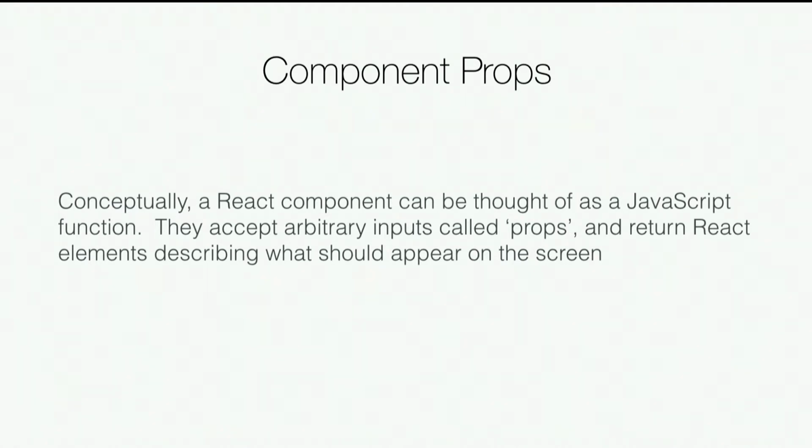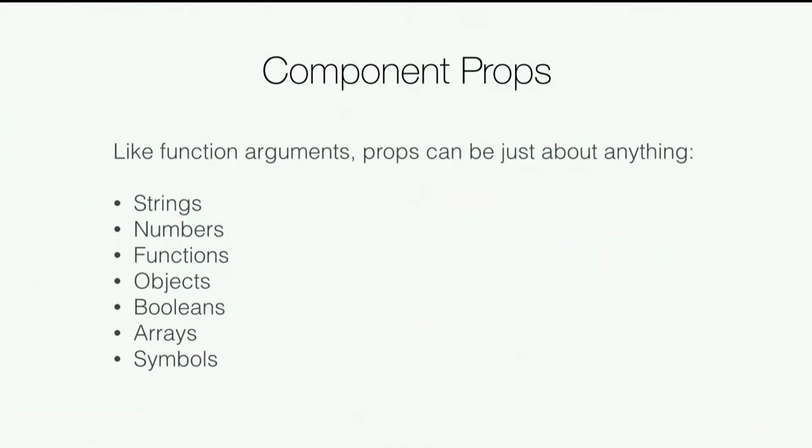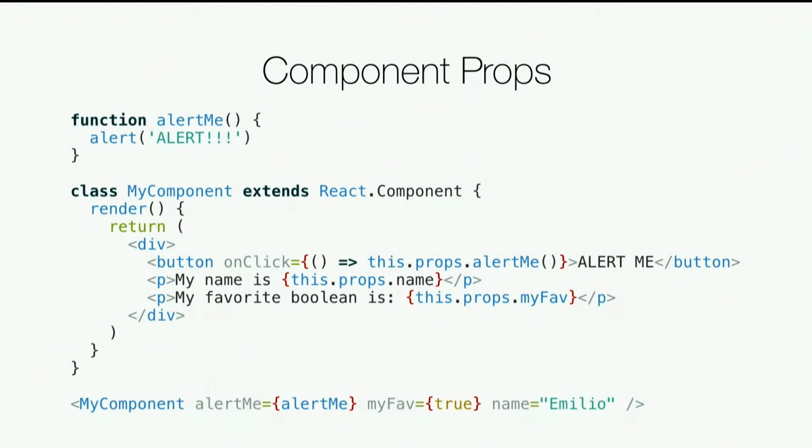All right, so that's a good way to think about it. Your React components really are just kind of functions. So you can put arguments into them, and those arguments are called props. And then that render method is basically your return value for that whole component. That's what it returns, and that's what eventually gets rendered to the screen. So just like arguments to JavaScript functions, they can really be pretty much anything. They could be strings, numbers, functions, other objects, booleans, arrays, symbols. Here's a few examples of the kind of things you can put in.